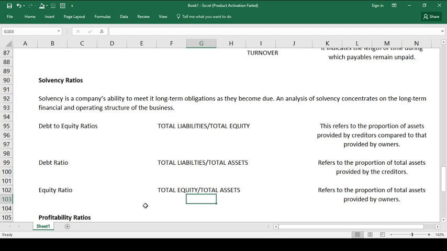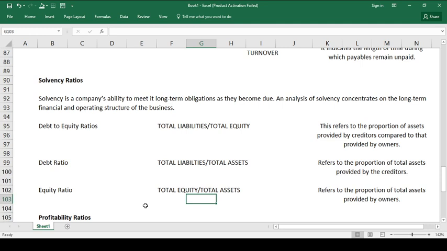So the purpose of the debt to equity ratio, this refers to the proportion of assets provided by creditors compared to that provided by the owners. Yung proportion lang yan ng assets, kung magkano po yung binigay natin from the total assets, yung galing sa liability, and then ilan naman yung galing sa sariling pocket ng owners.